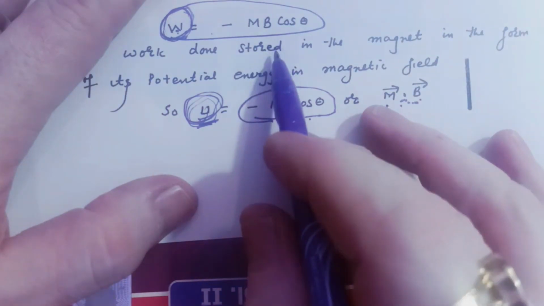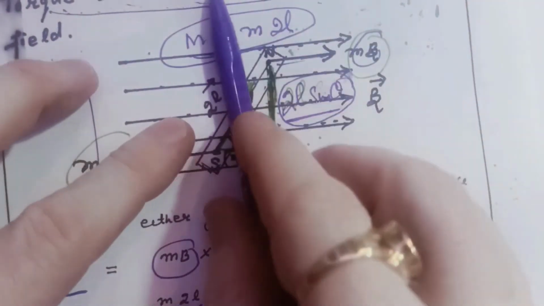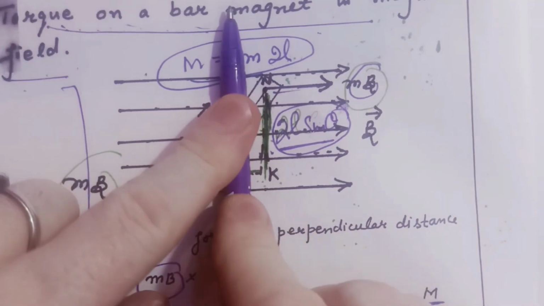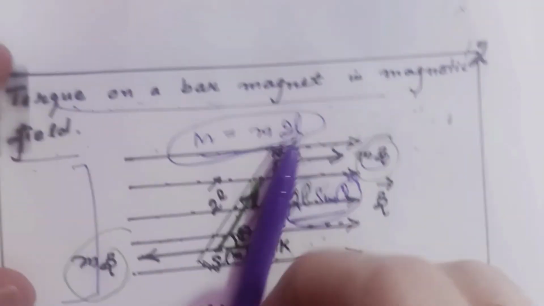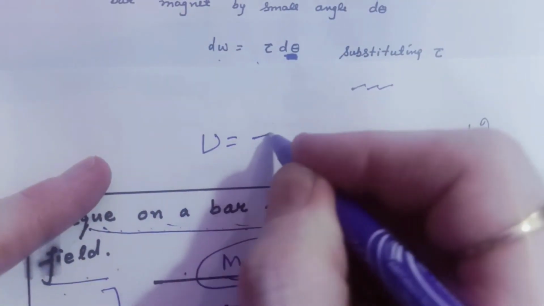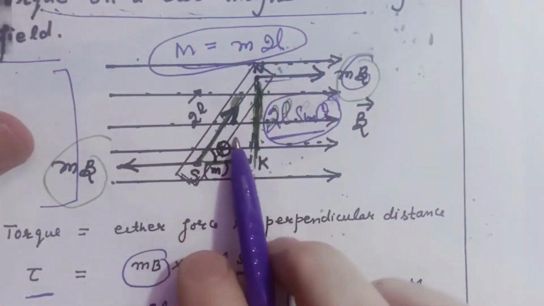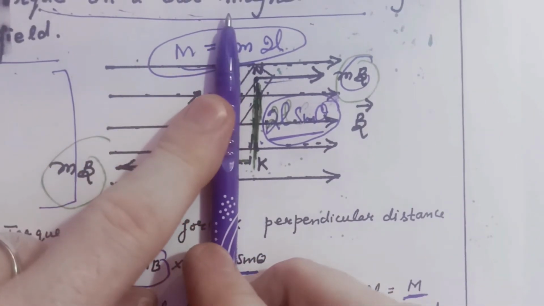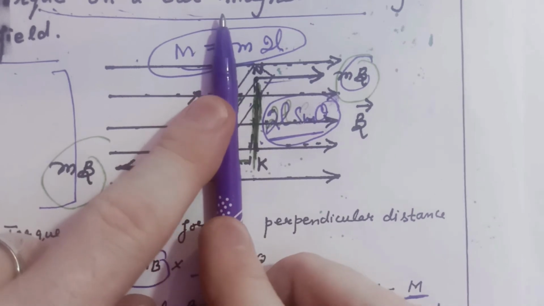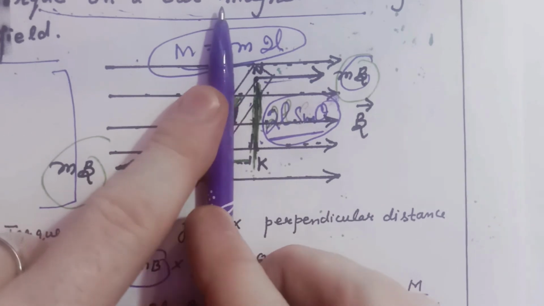Now there are certain points. Number one, if the magnet is like this at 90 degree, now torque is maximum, but potential energy is here 0 because theta is 90 and potential energy equals minus mB cos 90. Cos 90 is 0, so there is no potential energy here. Potential energy is 0, but torque is maximum. Again a question, whether this 0 potential energy is the minimum potential energy? The answer is no, this is not minimum.